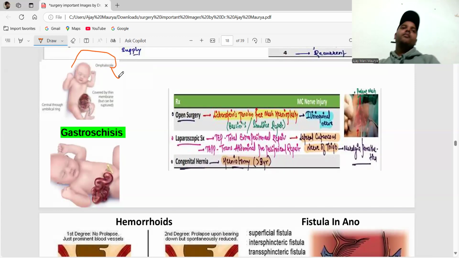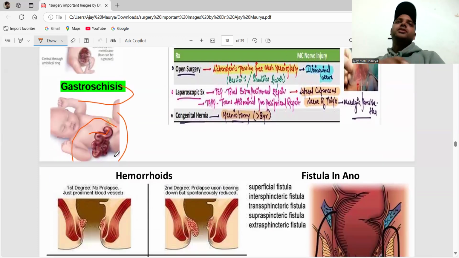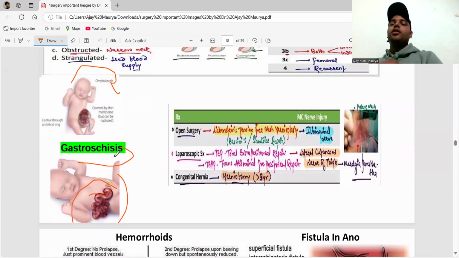Here we have the liver, and the small intestine, the gut here. But the gastroschisis is the opposite. It does not have any sac to cover. The gastroschisis, this is how you have to remember.